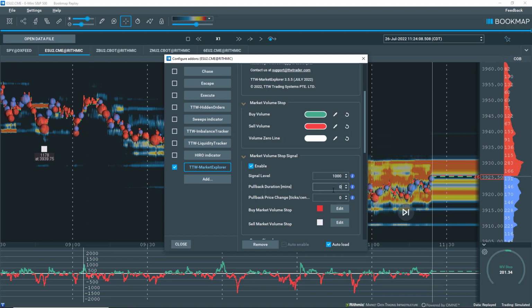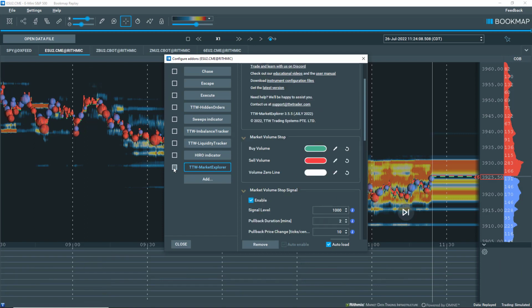Simplified, what that means is that it's eliminating any signals that happen within a certain period of time, being 2 minutes that we've set here, and within a certain amount of ticks, we'll make it 10 ticks that we're setting here, and we'll repopulate this.